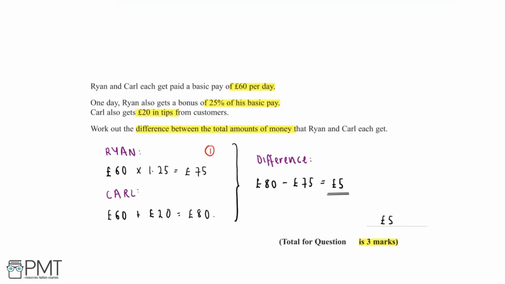We get the second mark for finding the total amount of money that Carl makes. And we get the third mark for finding the difference between these values and for getting a final correct answer of £5.